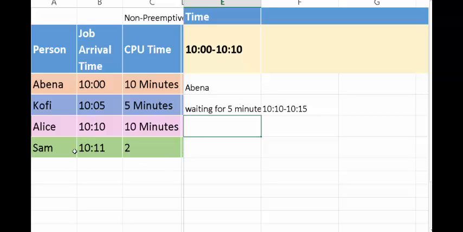At the same time, we would say that Kofi's response time is also 5 minutes, because it was 5 minutes before we actually started to see him do something, right? If Kofi worked from 10:10 to 10:15, his turnaround time is 10 minutes, because he was in at 10:05, but only managed to finish at 10:15.